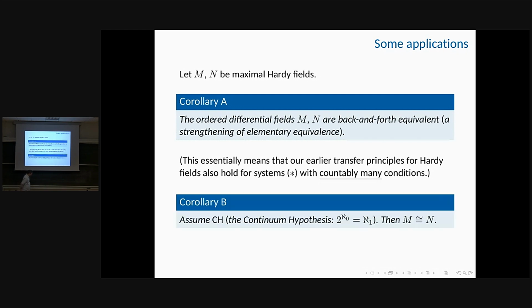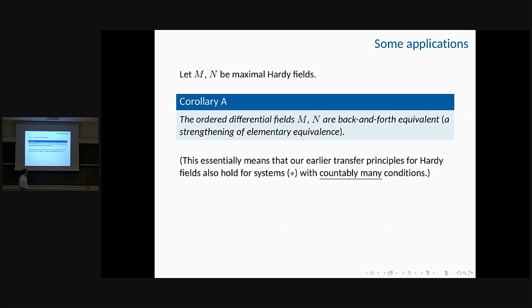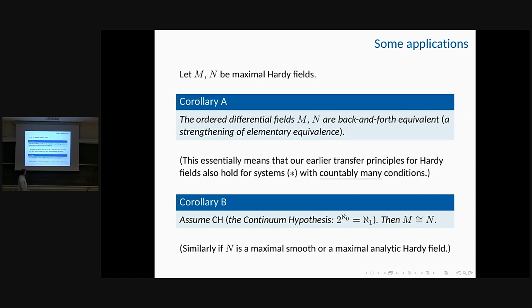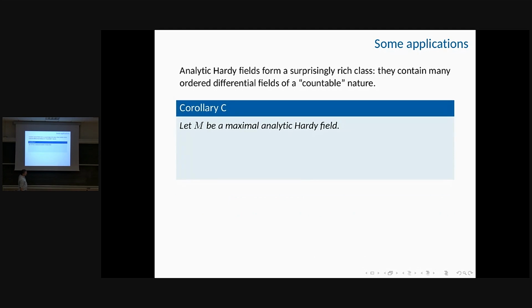And using a little bit of set theory, this leads you to the astounding conclusion that if you have two maximal Hardy fields and you assume the continuum hypothesis holds, then not only are they logically indistinguishable, they are outright isomorphic. And the same, of course, also in the other categories. So all of these maximal objects will be very canonical.